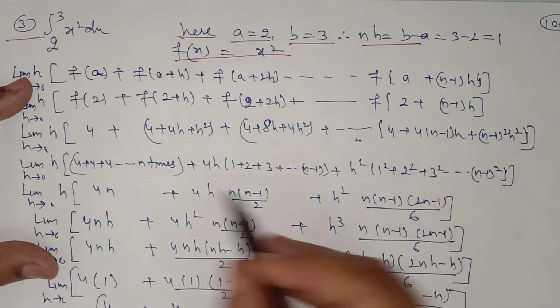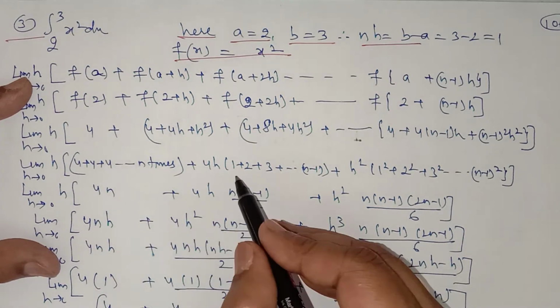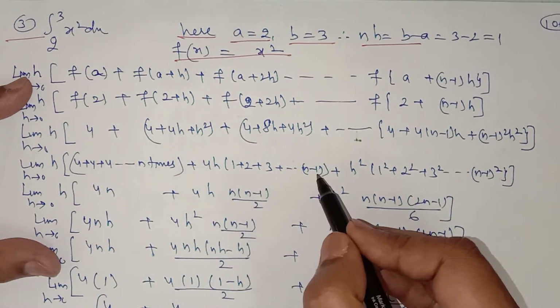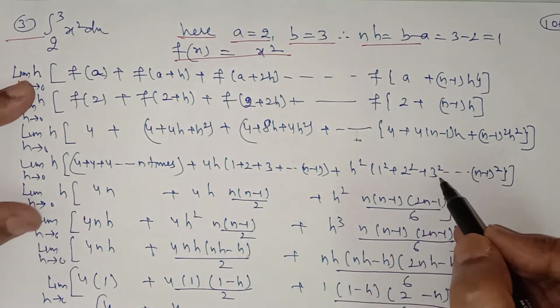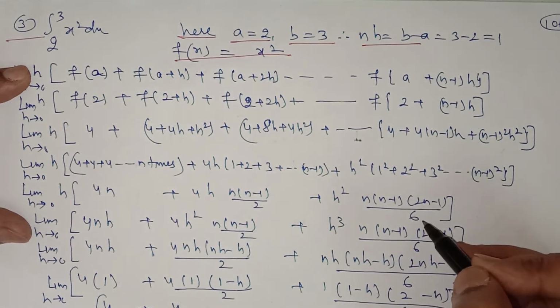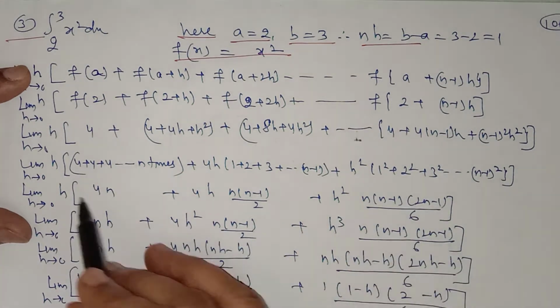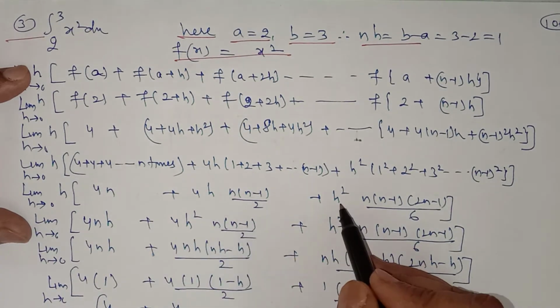So 4 plus 4 plus 4 up to n times will be 4n, and the formula for 1 plus 2 plus 3 up to n minus 1 will be n(n minus 1) upon 2, and the formula for 1 square, 2 square, 3 square up to (n minus 1) whole square is (n minus 1)n(2n minus 1) upon 6. Now multiply this with h, it will be 4nh, 4h square, h cube.